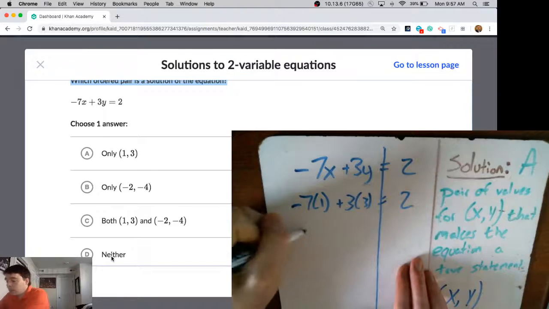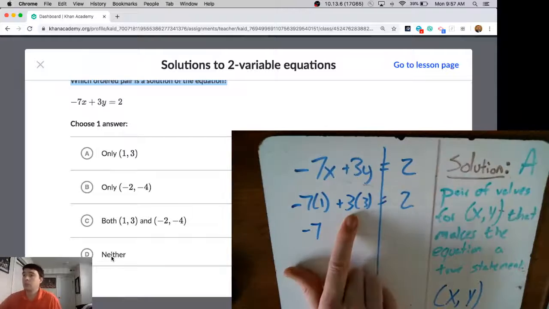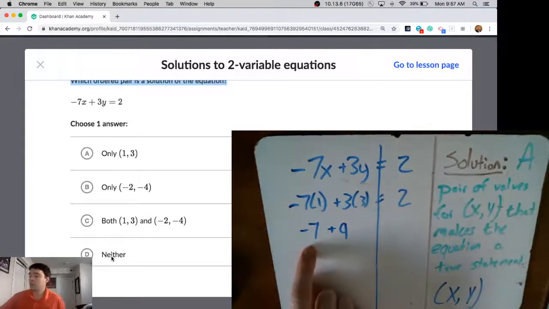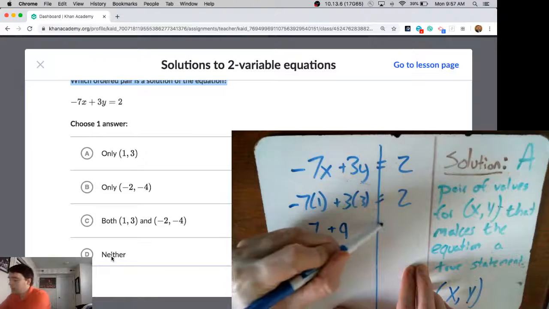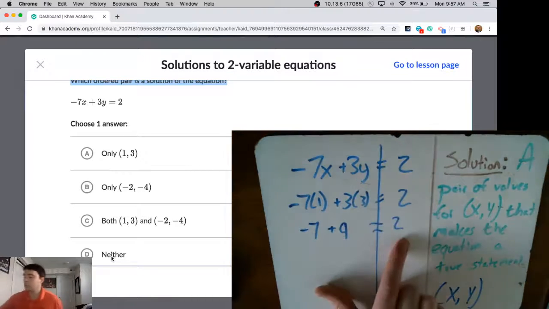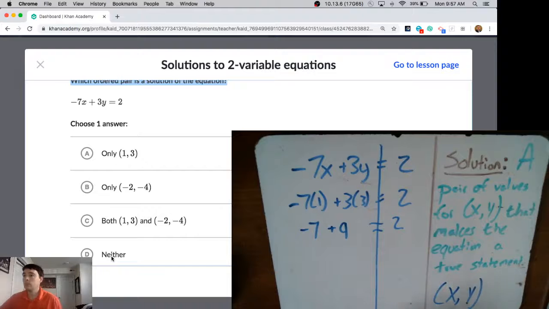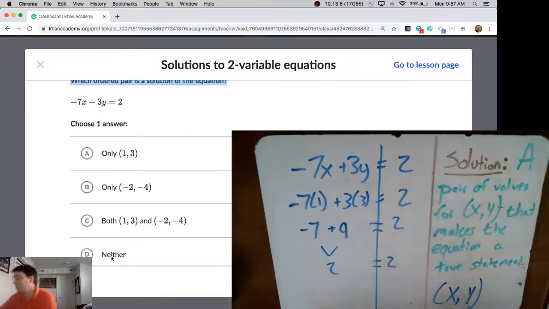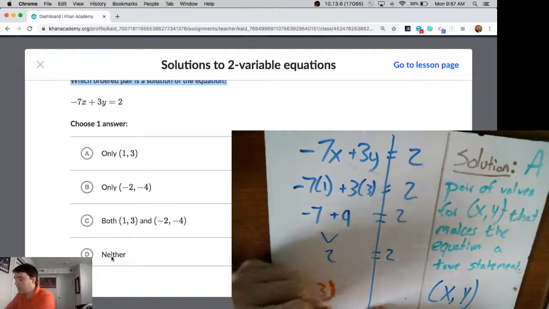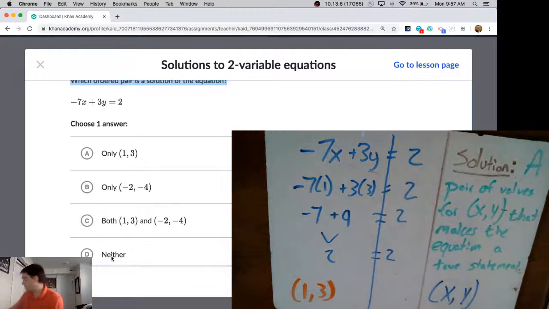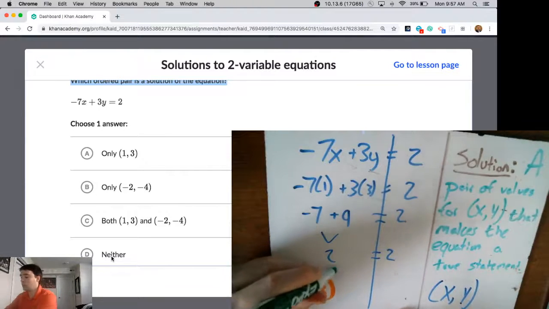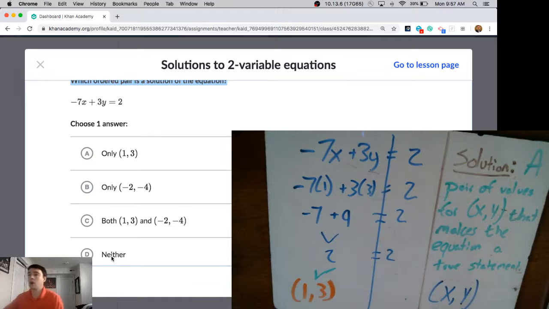Negative 7 times 1 gives us negative 7. 3 times 3 gives us 9. So the left side of the equation becomes negative 7 plus 9, and we need that to equal 2 if this is going to be a solution. Negative 7 plus 9 gives us 2. So 2 is equal to 2. So I'm going to put a little note at the bottom here. 1 and 3, that first solution set that we tested, is indeed one of the solutions, or one of the possible values that works for x and y in this equation.